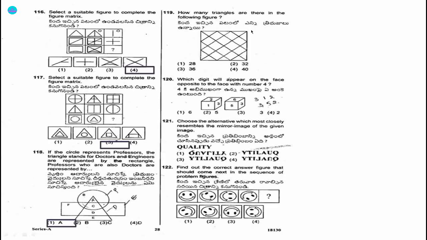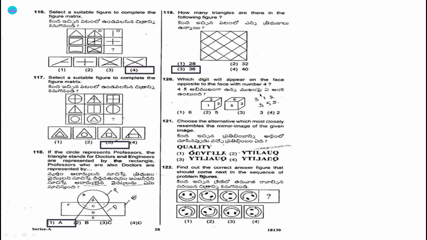Now how many triangles are there? If you sit and count the triangles, you'll get 36. Now which digit will appear on the face opposite to the face of number 4? Opposite to number 4, what will be there? So directly we can say here for 3, 3 base is there. For 3, the opposite cannot be 1, 2, 5 and 6. So what is left out?